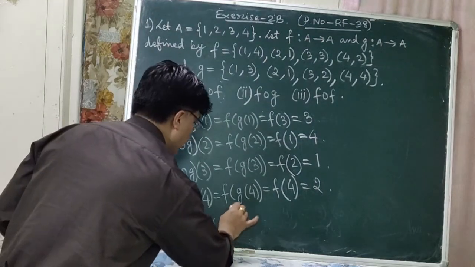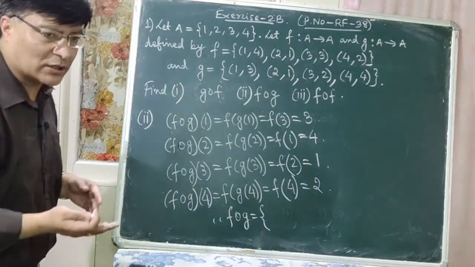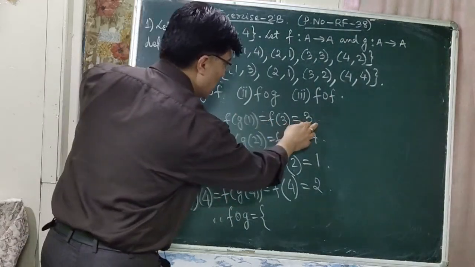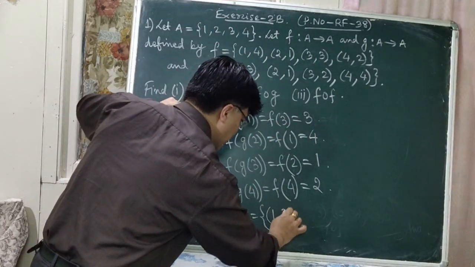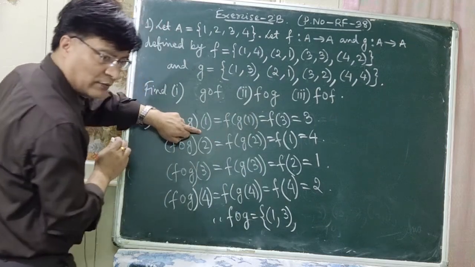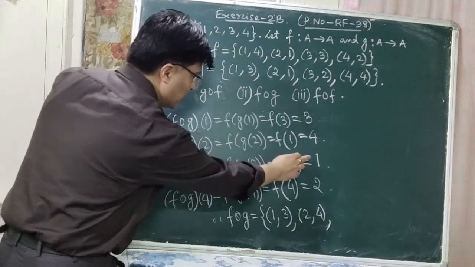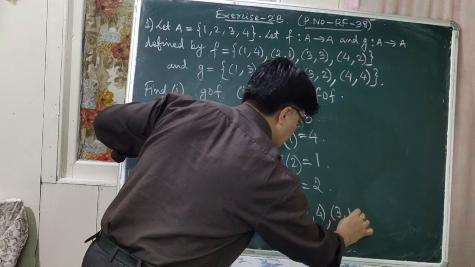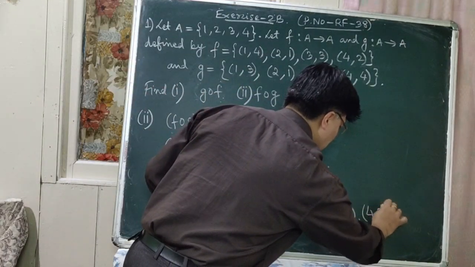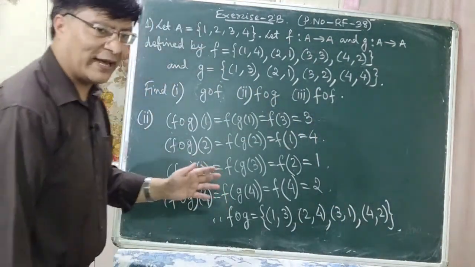So fog is equal to, now you have to write down all these numbers in ordered pairs, right? So fog is equal to 1 comma 3, that is, 1 is related with 3, comma, next 2 is related with 4, right? Next, this 3 is related with 1. Next, this 4 is related with 2. So this is the final answer. So this is the value of fog.